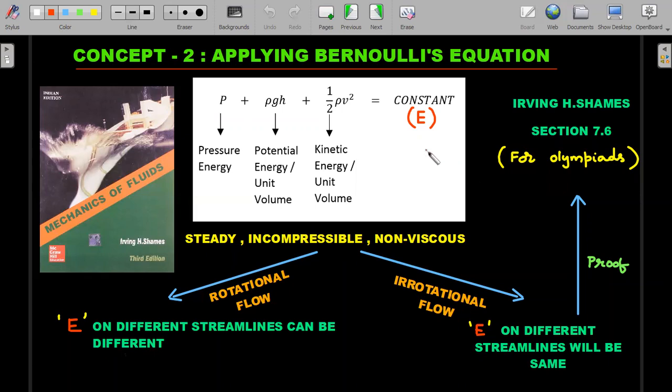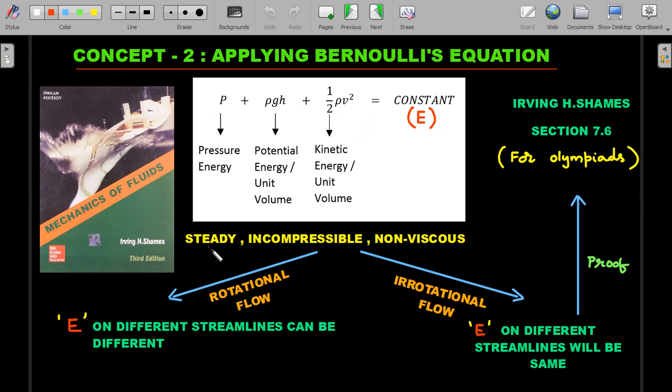Okay, so it boils down in the last step to writing an equation under some special cases, which are our JEE syllabus problems, where the pressure energy plus the rho g h term plus half rho V square is a constant. In our problem, this term was called capital E. So can we use this equation between points 1 and 2 is the question.